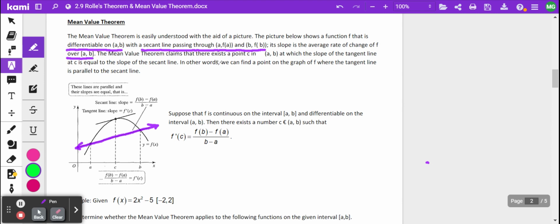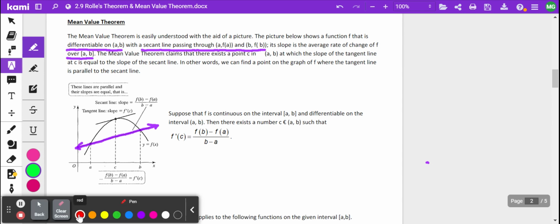The mean value theorem says that there's a point somewhere within the domain AB where the slope of the tangent line is parallel to the slope of the secant line. So there's this point where the tangent line will be parallel to the secant line. It's a little bit similar to Rolle's theorem, but that was looking for the slope to be 0.